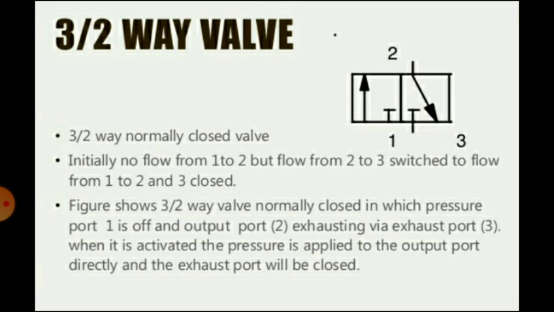The figure shows a 3 by 2 way valve, normally closed, in which the pressure port 1 is off and the output port 2 is exhausting via exhaust port 3. So this is the initial position. When it is activated, the pressure is applied to the output port directly and the exhaust port will be closed. So in this position, when it is activated, 1 is connected to 2, that is the first block.